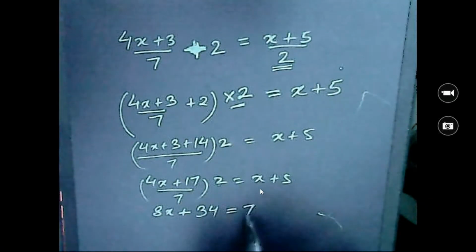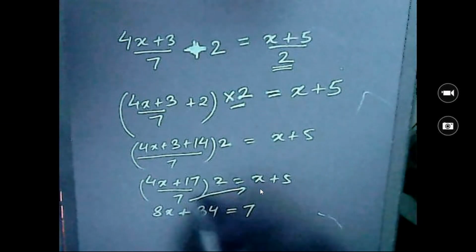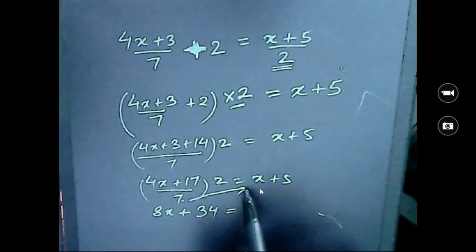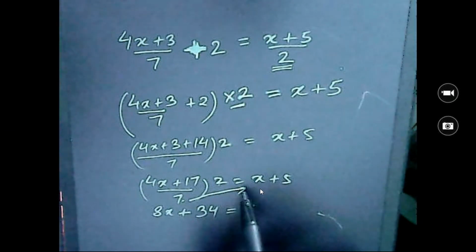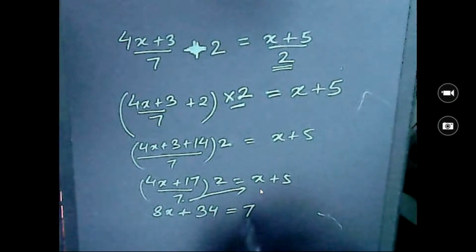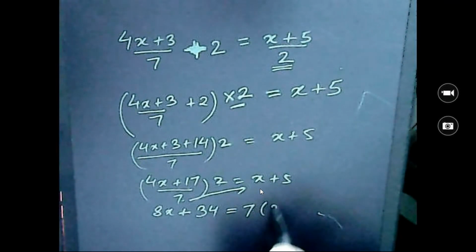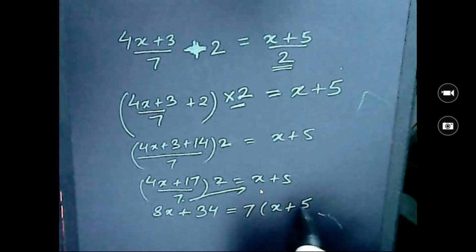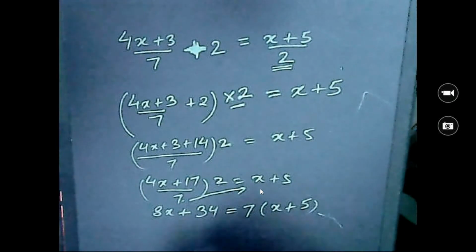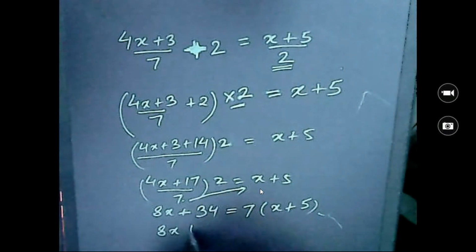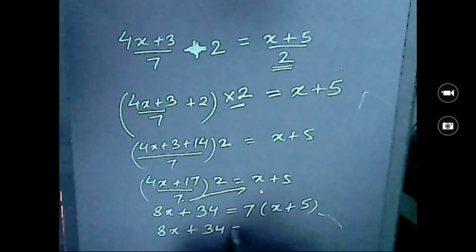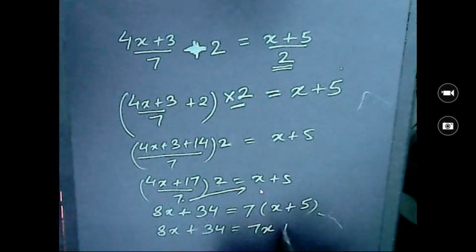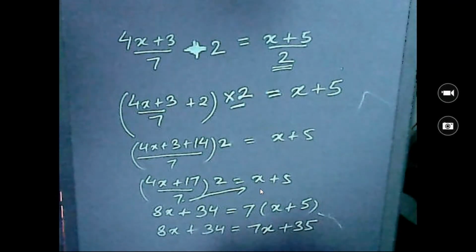And here what you can do is move this 7 over here. So here it is getting divided. So once it moves, it crosses the equality sign, it will be multiplied to the 7x plus 5. Okay, this will be 8x plus 34 equals 7x plus 35.